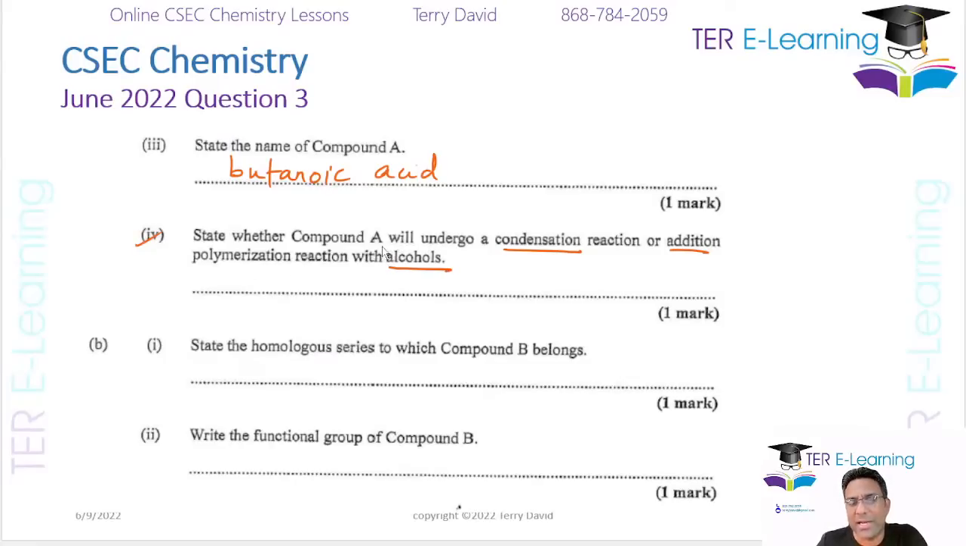So this is a kind of funny question actually. Compound A is an acid. If I react it with an alcohol, that's esterification we're talking about there, and that's a condensation reaction, right? So it's condensation, it's not an addition reaction. And the reason why it's a condensation reaction is water molecules are being eliminated. That's what's happening there, right?